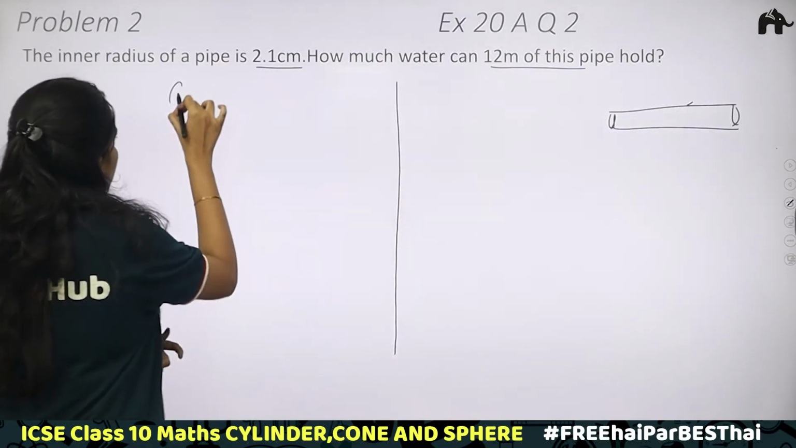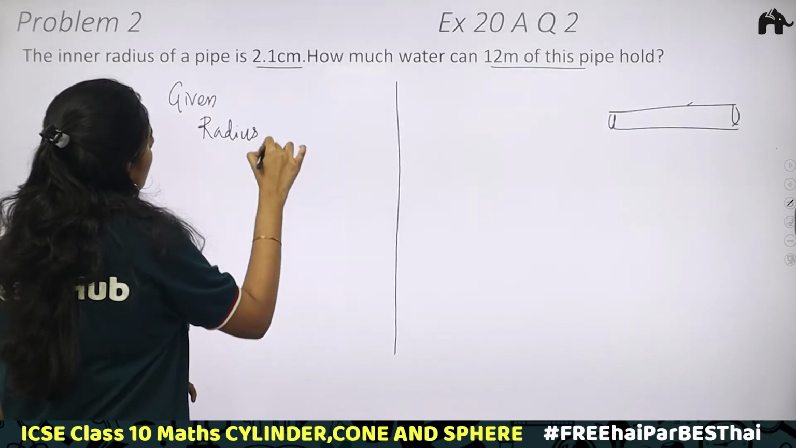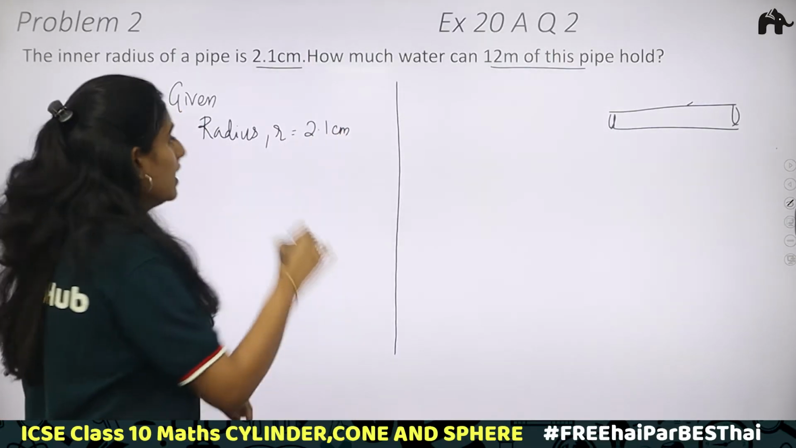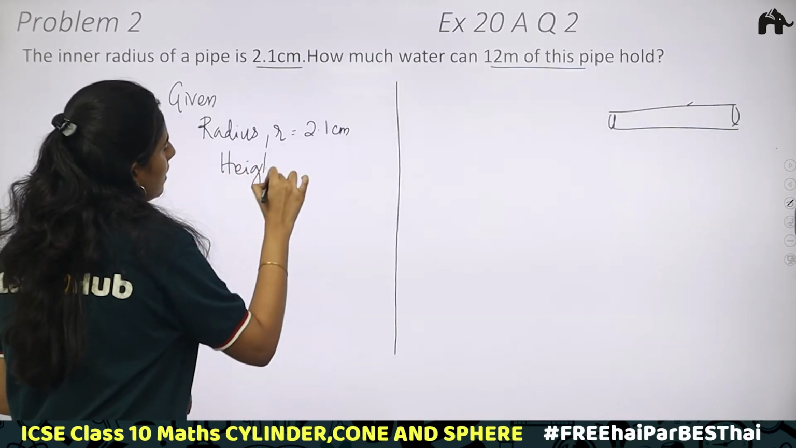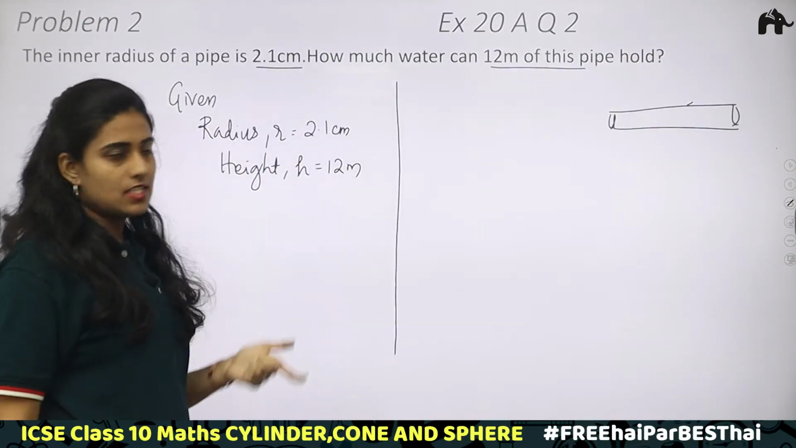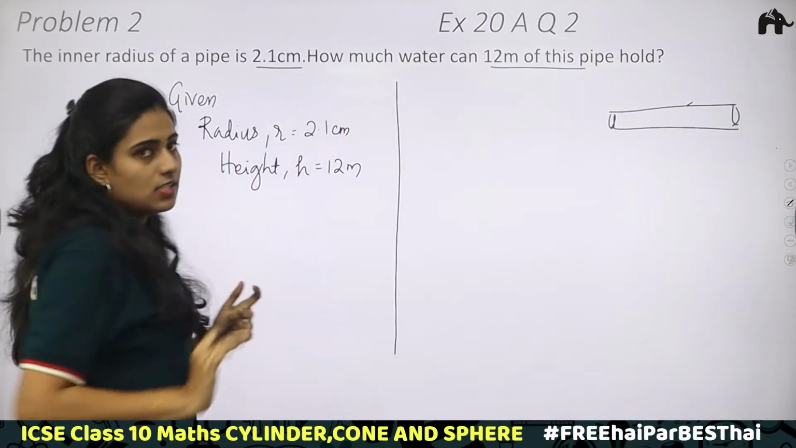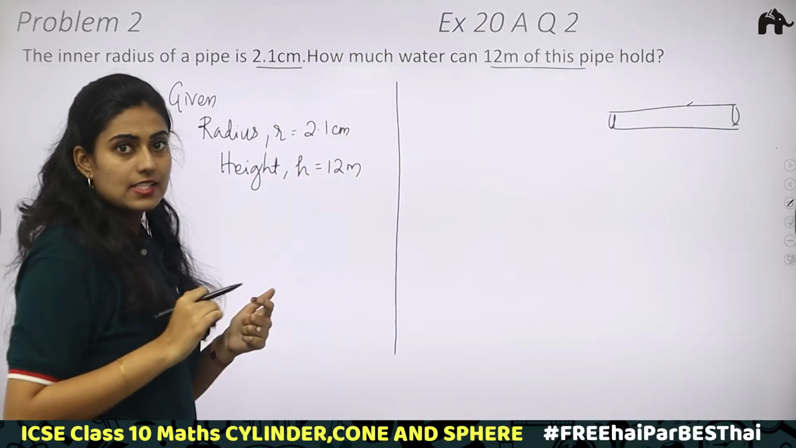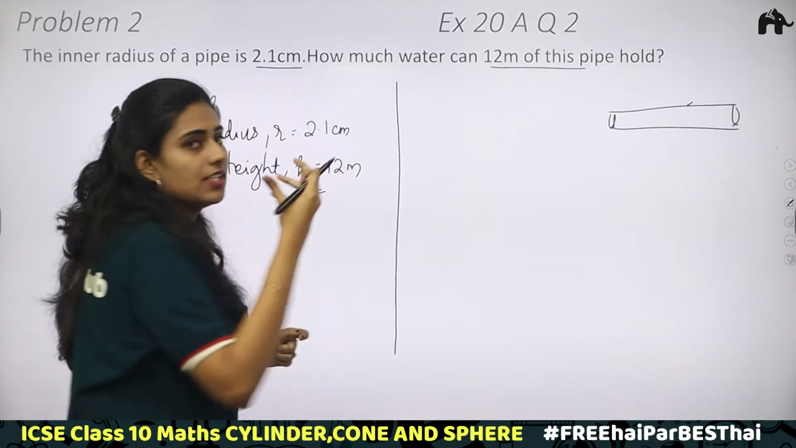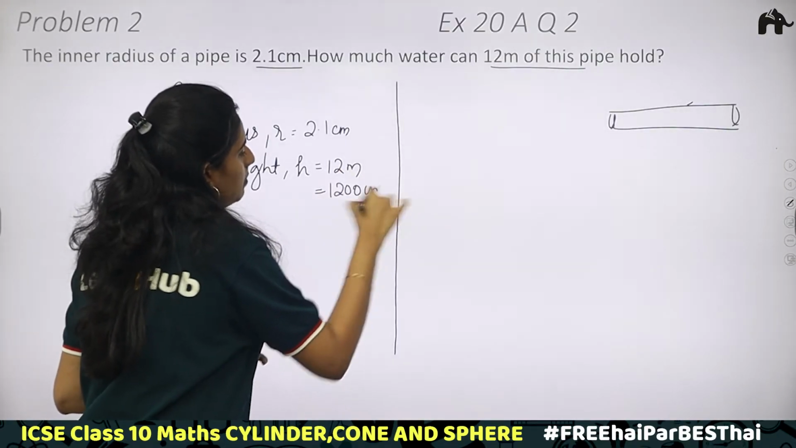Okay. Given radius r is equal to 2.1 centimeter. Then we have height. Height h is equal to 12 meter. Here radius is in centimeter and height is in meters. Either you have to convert the radius into meters or height to centimeter. So it is easy to convert height to centimeter. We have 1 meter is equal to 100 centimeter. Therefore 12 meter will be 1200 centimeter.